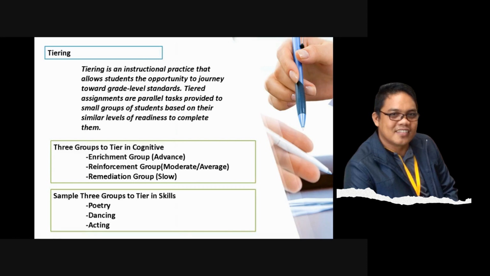Another grouping for the skills is you can have, igugrupo mo yung lahat ng mga mag-aaral mo na magaling magsulat, magaling sumayaw, at magaling mag-acting. Pwede rin. Pwede rin magaling mag-drama, magaling sa mga numbers, at magaling gumuhit. Okay? So, I'll give you an example to that.